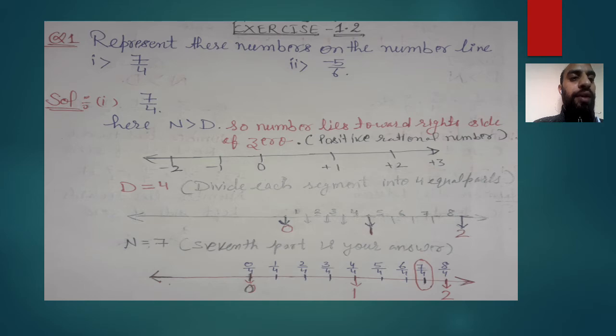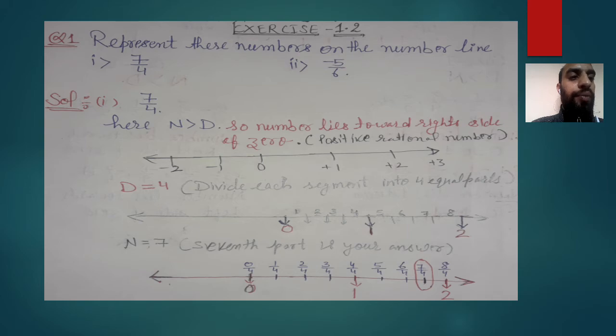Next thing, how to find out the number. The denominator is telling you how many equal parts you need to make of each segment. That means 0 to 1, 1 to 2, 2 to 3, we need to divide these portions into 4 parts, as the denominator is 4. So you can see the next step. Here I have divided each segment, 0 to 1, into 4 parts and 1 to 2 also into 4 parts.